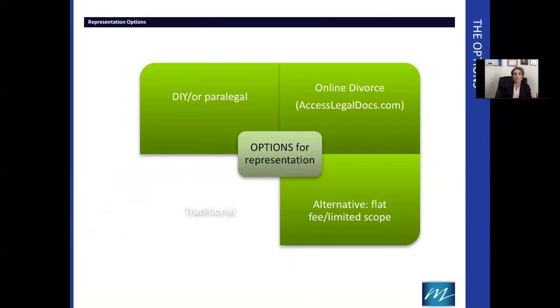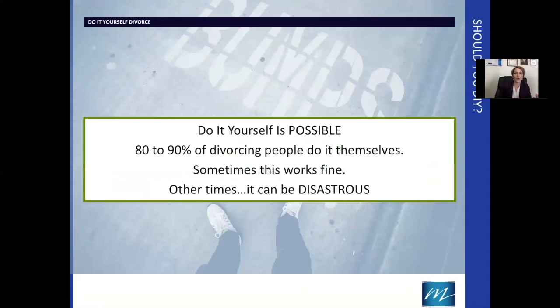And all of these have pros and cons. And I think we just need to be realistic about what those are and who you are. And part of this analysis is you going through deciding whether or not you want to do it yourself and whether or not that's worth it to you. But doing it yourself is possible. People do it all the time.